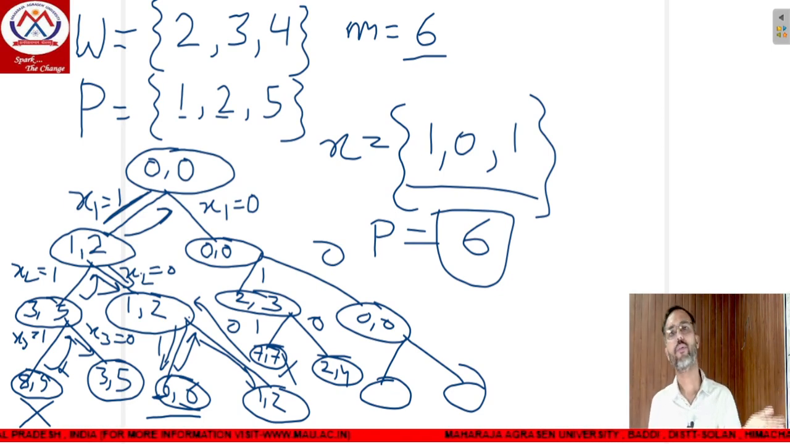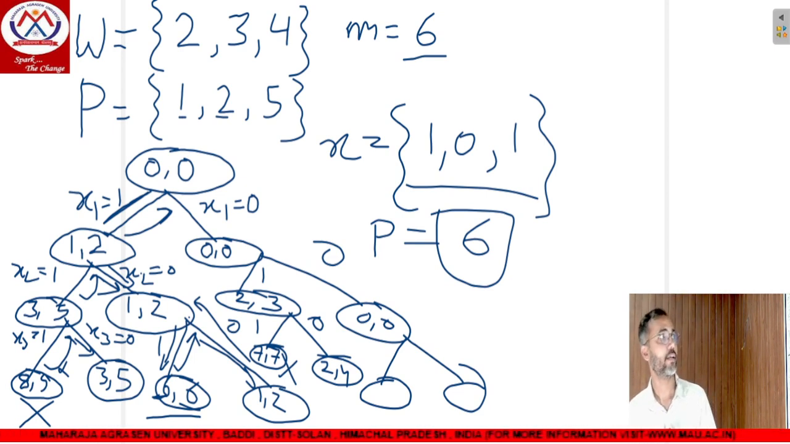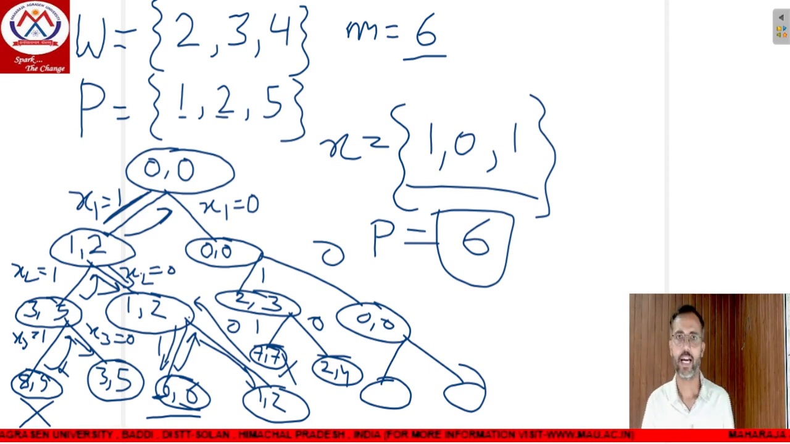In this way, we can solve the knapsack problem by using the backtracking method. Various approaches can be considered, but in this way the optimal solution will be given by the backtracking method. This is for the knapsack problem. Okay, thanks for this lecture.